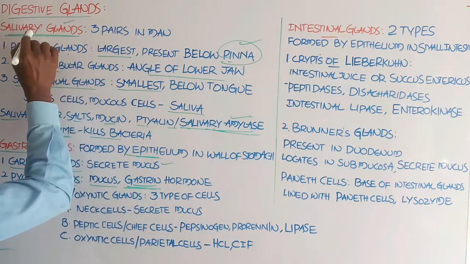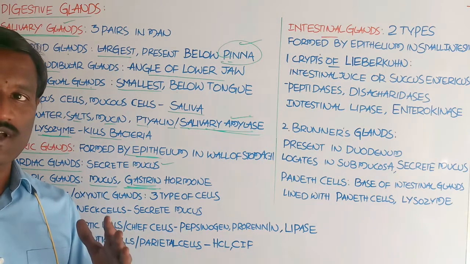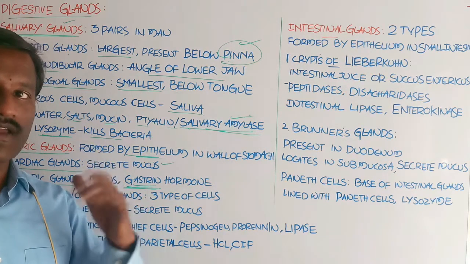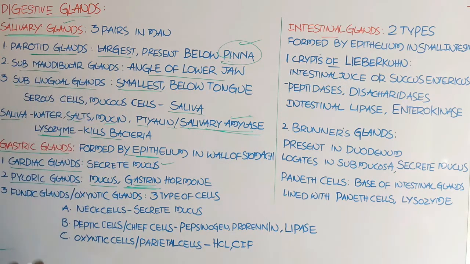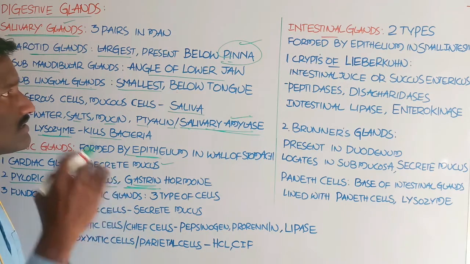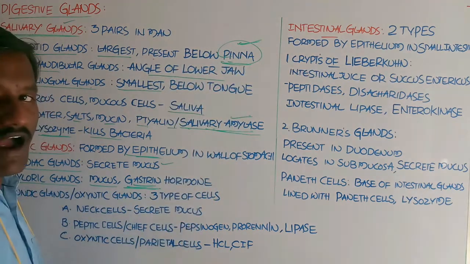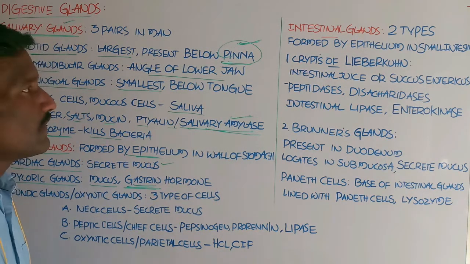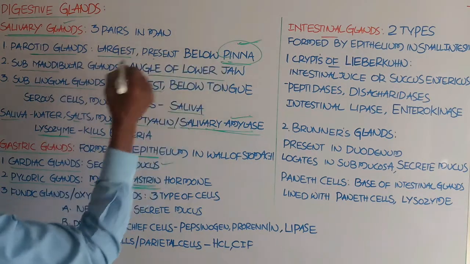In this, first one is salivary glands. Salivary glands in human beings are 3 paired in number. First one is parotid glands. Parotid glands are the largest salivary glands, present below the pinna. Pinna means outer ear, external ear. These are located below the pinna.